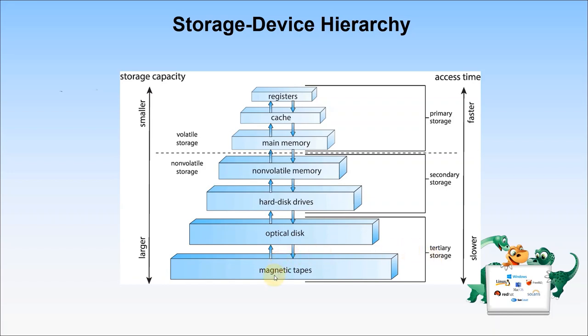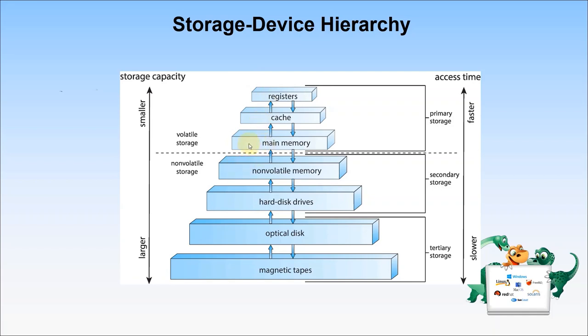When we start from the bottom, on magnetic tapes or tertiary storage, and go upward, the access time is decreasing. You get faster access on the primary storage, then secondary storage, down to the tertiary storage. On the opposite, looking at storage capacity, as we go higher on the hierarchy, the storage capacity is limited. From magnetic tapes having the larger capacity, going up to the main memory, which has a limited or smaller capacity.